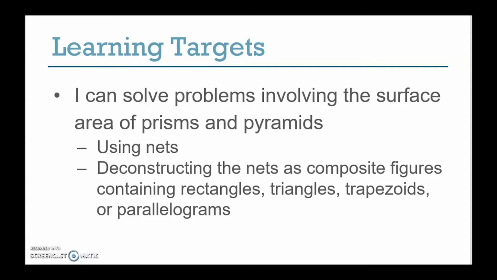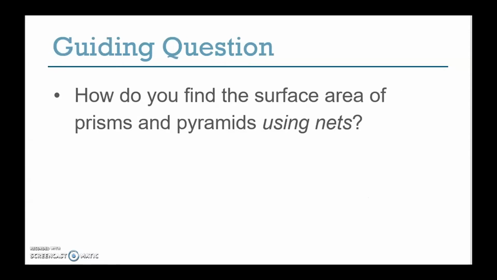Now remember, prisms have 2 parallel congruent bases, and pyramids only have 1 base. That's important because by having 2 bases, that means that the lateral faces or the sides of a prism are all parallelograms or rectangles. For a pyramid, because I only have 1 base and a vertex, that means all of my faces are triangles. So that's important to remember as we move on through this project.